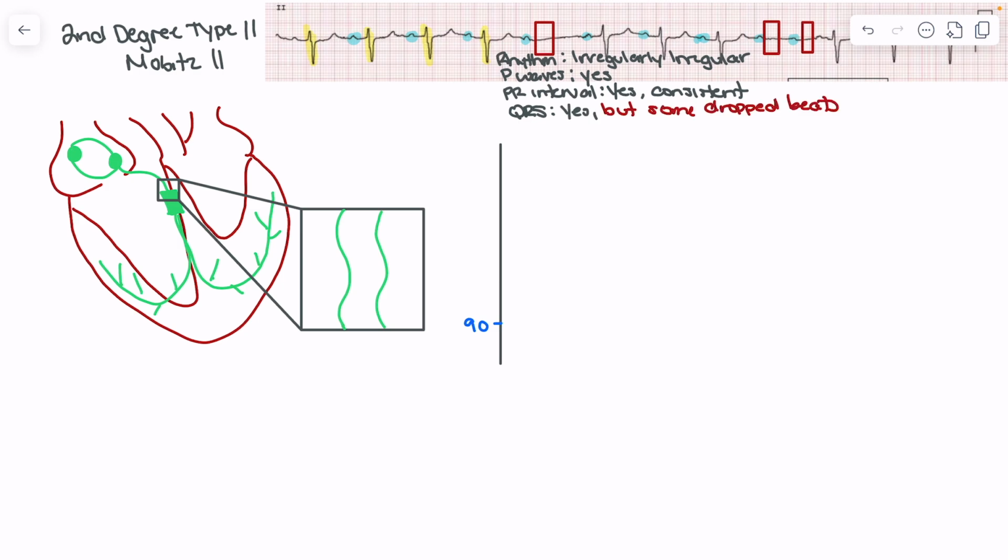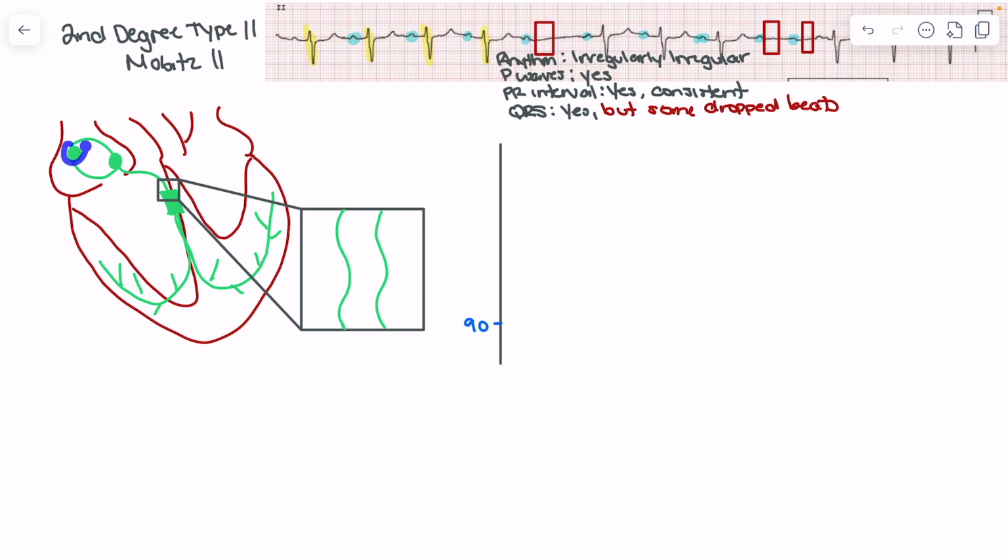What does that tell us? We've got an irregularly irregular rhythm, okay? We have P waves, yes. We have a consistent PR interval, but sometimes those P waves are not generating QRS complexes, and that's what tells us it's a second degree type 2 or Mobitz II block. So there's no predictability to where we're dropping a beat. So we can't use a lengthening PR interval to say, hey, I know when the next drop beat is going to come. But we are dropping beats.